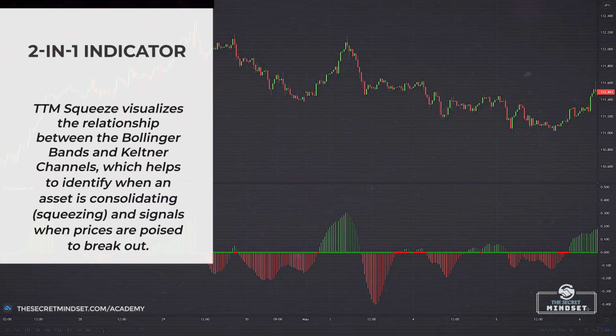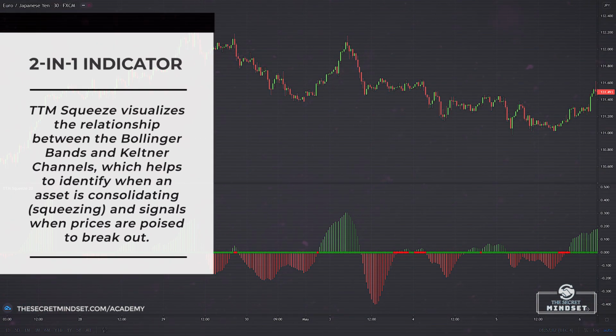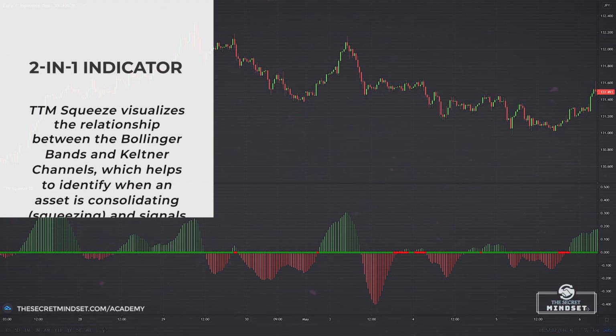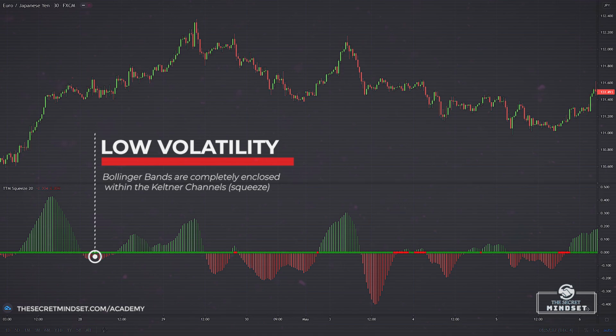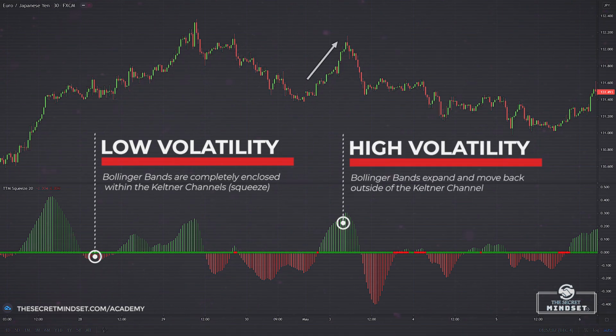The TTM Squeeze indicator visualizes the relationship between the Bollinger bands and the Keltner channels, which helps to identify when an asset is consolidating, meaning squeezing, and signals when prices are poised to break out. If the Bollinger bands are completely enclosed within the Keltner channel, that indicates a period of very low volatility. This state is known as the squeeze. When the Bollinger bands expand and move back outside of the Keltner channel, volatility increases, and prices are likely to break out of that trading range in one direction or the other.